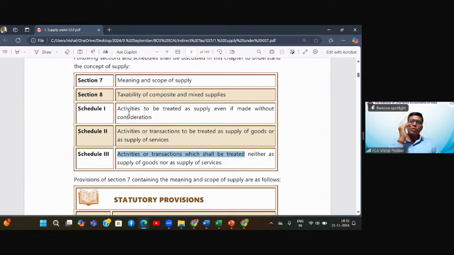If you cross this barrier that your transaction is finally a supply, either because all 4 conditions are satisfied or because it fits in Schedule 1, then you go to the next step. That is, as per Section 7 bracket 1A, you determine whether it will be treated as supply of goods or supply of service. That is, you do the classification as per Schedule 2. Yes, Hemant, you can call them as non-supply or no supply cases.